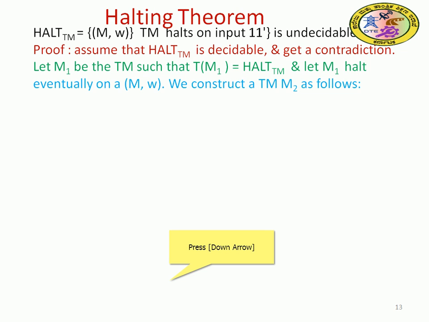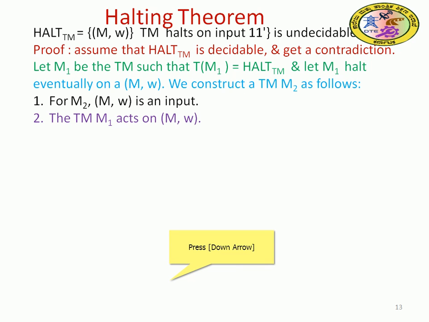We construct a Turing machine M2 as follows. For M2, M comma W is the input. Earlier M1 was there, now for M2, M comma W is the input. The Turing machine M1 acts on M comma W, the input string, which was for M2 also. If M1 rejects M comma W, M2 also rejects, right? So we consider two parallel machines, Turing machines M1 and M2, and for both machines M comma W is the input string. If M1 rejects, then M2 also rejects.